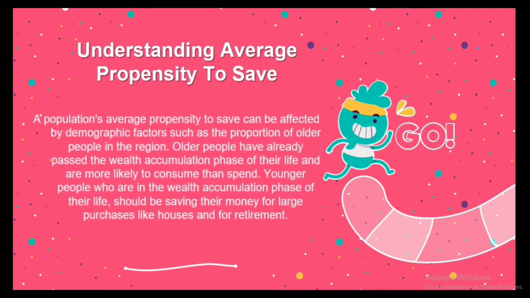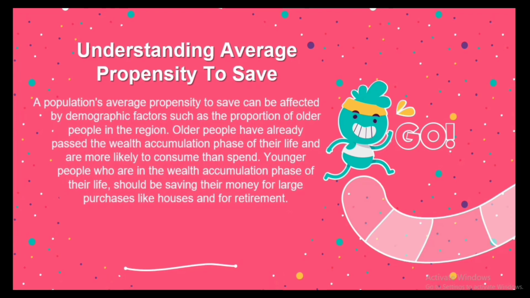A population's average propensity to save can be affected by demographic factors such as the proportion of older people in the region. Older people have already passed the wealth accumulation phase of their life and are more likely to consume than save. Younger people who are in the wealth accumulation phase of their life should be saving their money for large purchases like a house and for retirement.